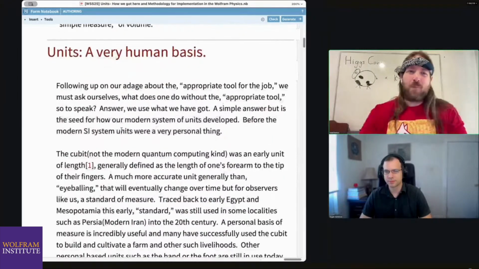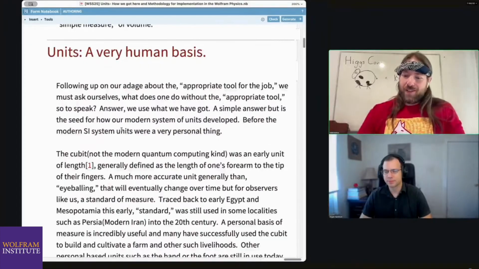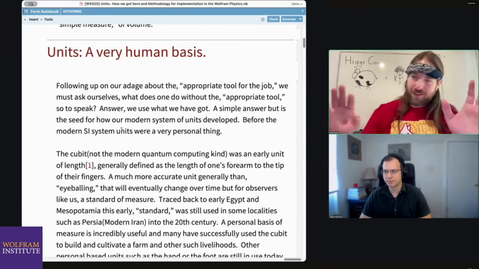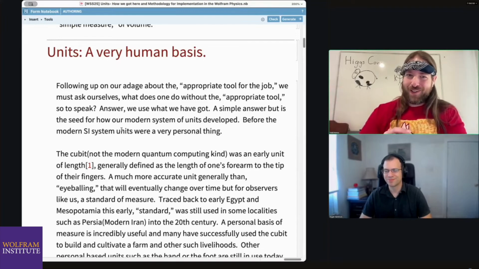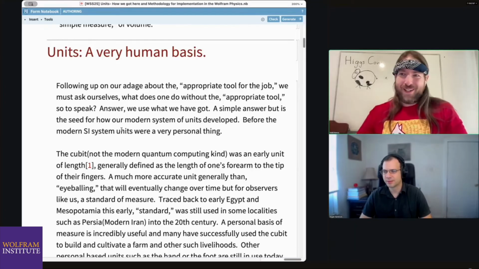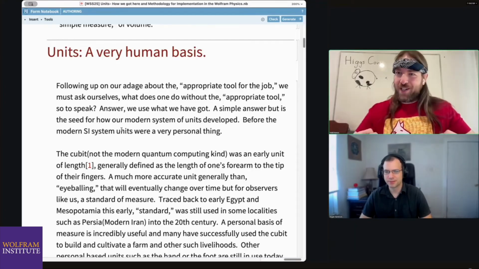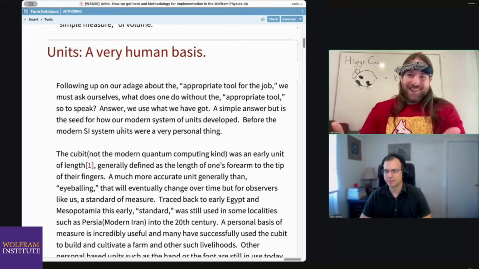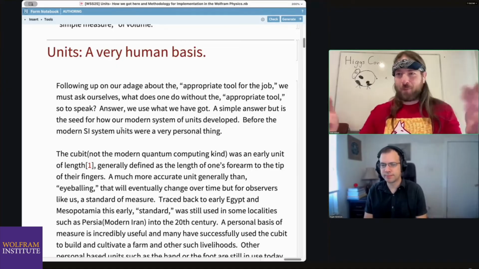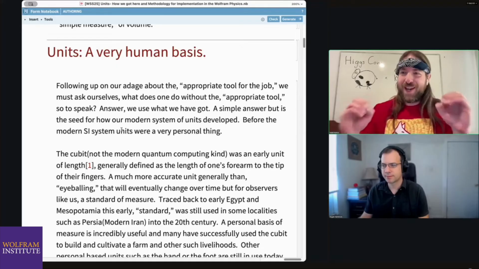And when you're starting off with units, we literally had them based upon human characteristics. So you all may have heard of the unit per cubit, not the modern quantum computing kind, but literally the cubit was the length of your arm to your fingertip and everything. Now, over time that would change, but to an observer like us, it's probably going to do pretty well.